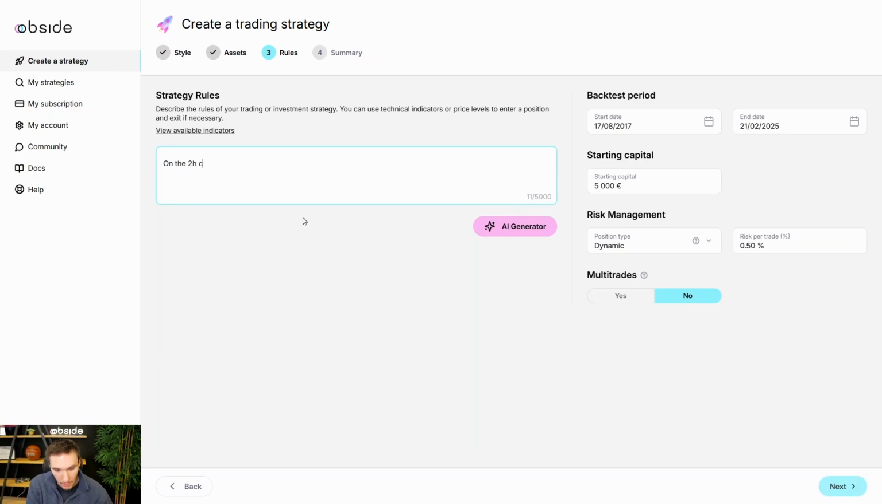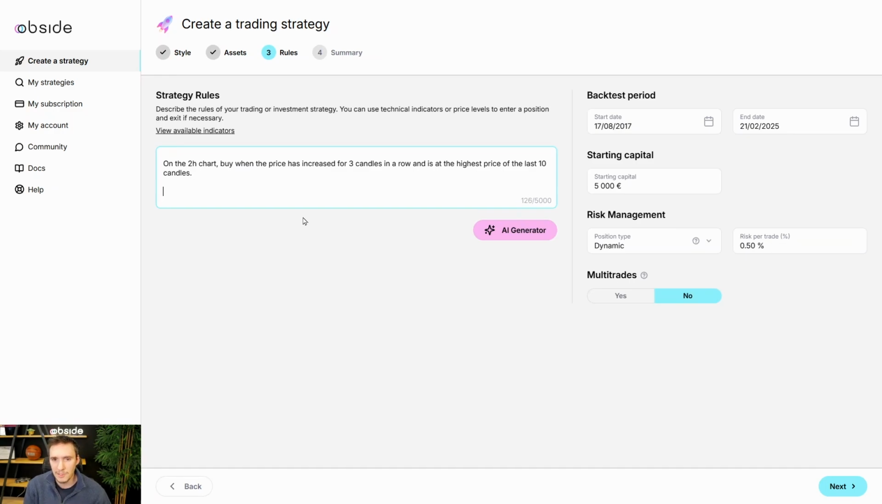On the 2-hour chart, buy when the price has increased for 3 candles in a row and is at the highest price of the last 10 candles. So this will be my entry rule, and as for my exit rule, let's say I want to use a trailing stop loss at a distance of 5 ATR. So I'll just type that, the ATR being an indicator of volatility. So we said trailing stop loss at 5 ATR.